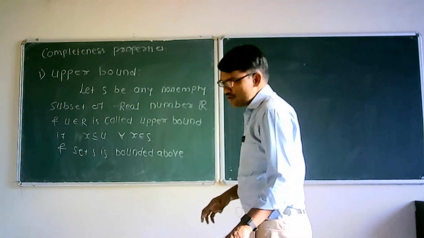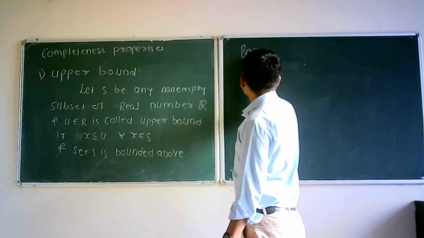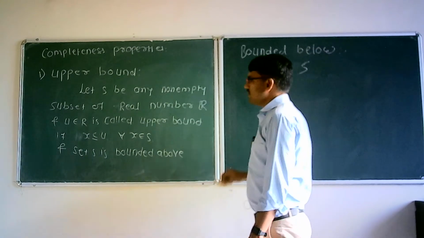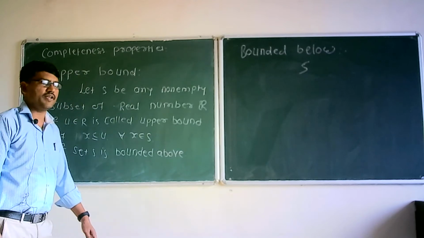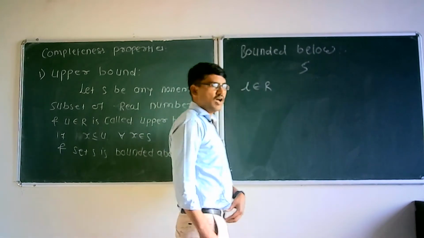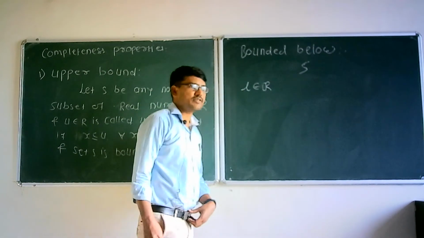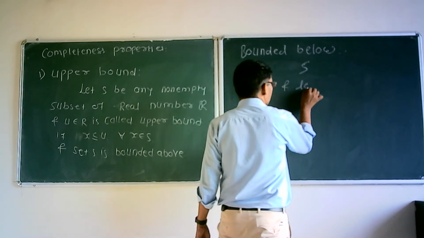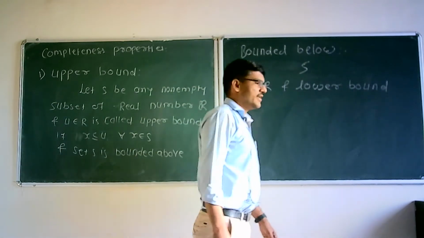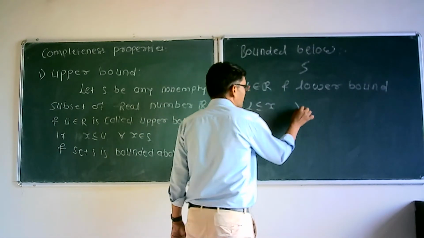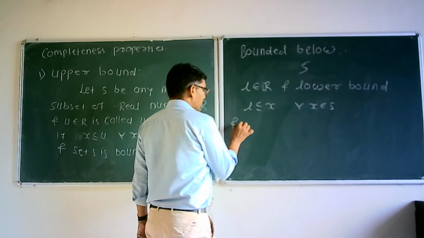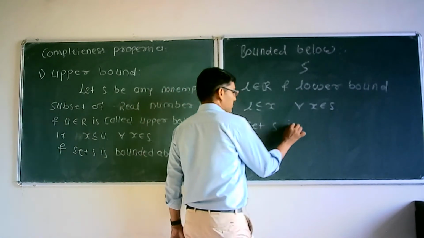Next definition, bounded below. Again, if S is any non-empty subset of real numbers R, and L belongs to R is called a lower bound of set S if L is less than or equal to x for every x belongs to S. If there exists a lower bound, then we can say that set S is bounded below.